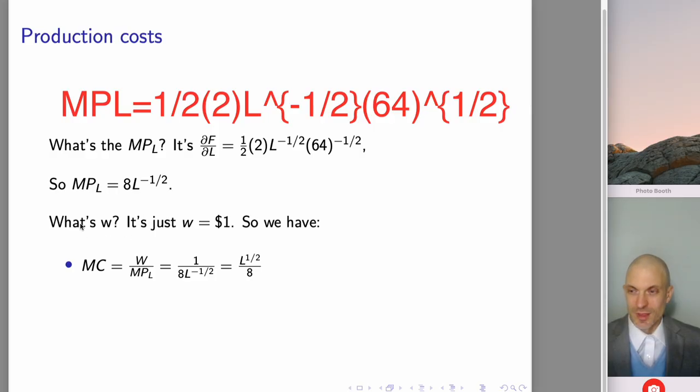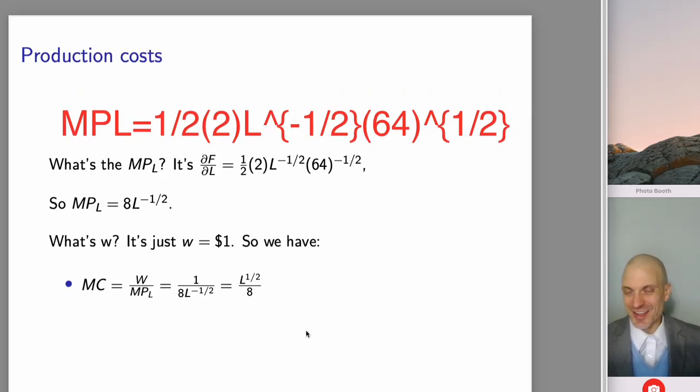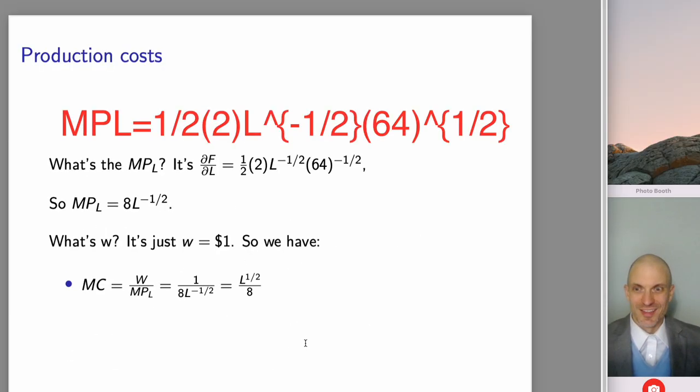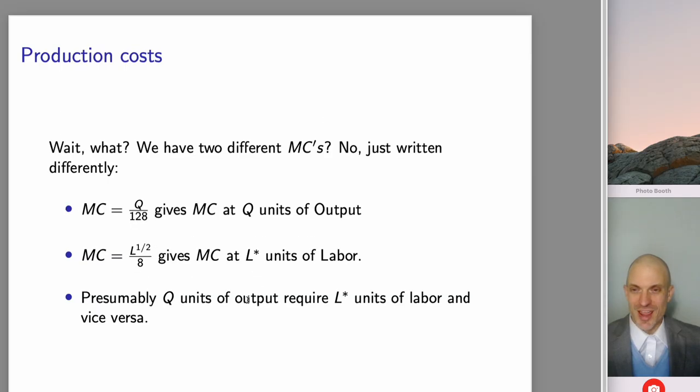Okay, and then what's the wage? Wage was just $1. So marginal cost, using our formula, is going to be wage divided by marginal product of labor. So 1 over this stuff, which is going to be the square root of labor over 8. Well, hold on a second. Back up here, I said marginal cost is Q over 128. And down here, I'm saying marginal cost is the square root of labor over 8. So wait, what's going on? Looks like we have 2 different marginal costs. No, they're actually just the same thing, but written differently.